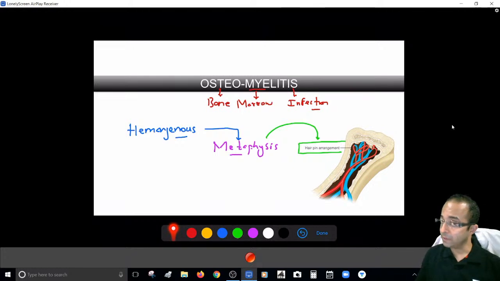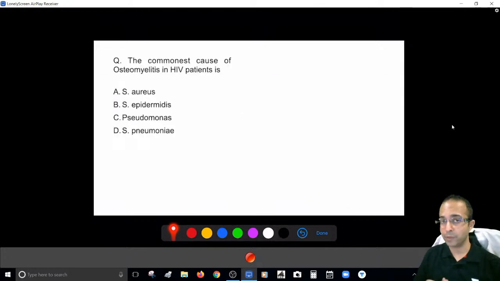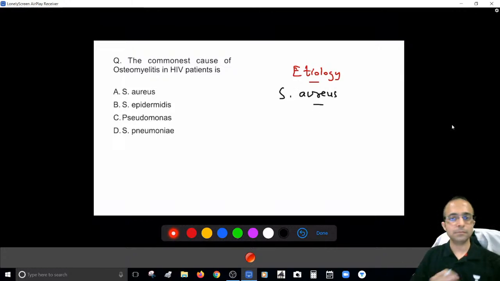Now someone gets osteomyelitis, I don't think I need to tell you the cause. You're pretty much clear with the etiology of osteomyelitis. The commonest cause undoubtedly would tend to be Staph aureus. That will be the overall most common cause.